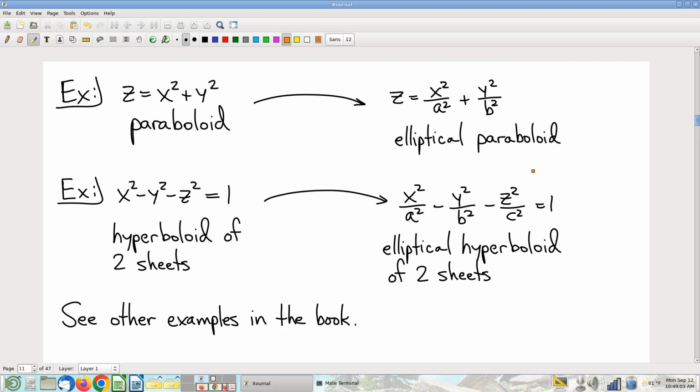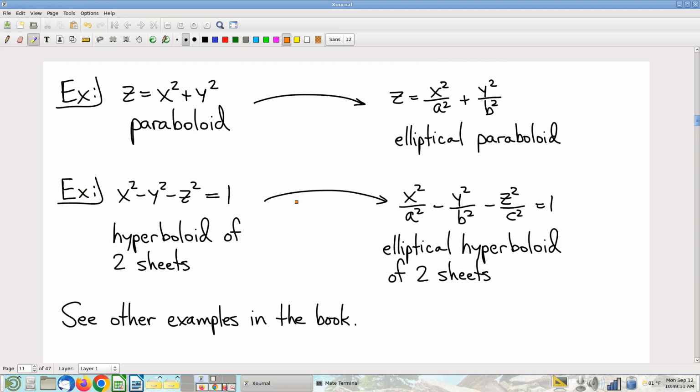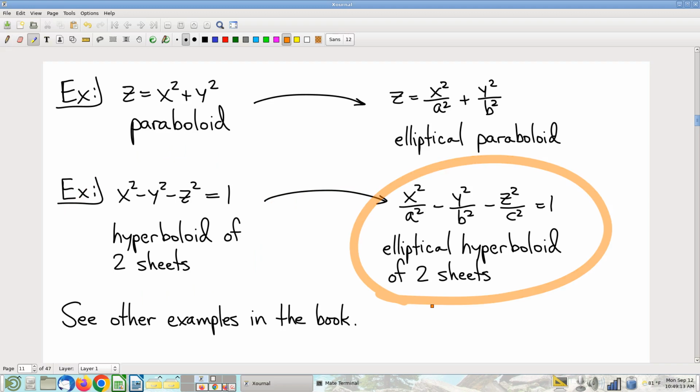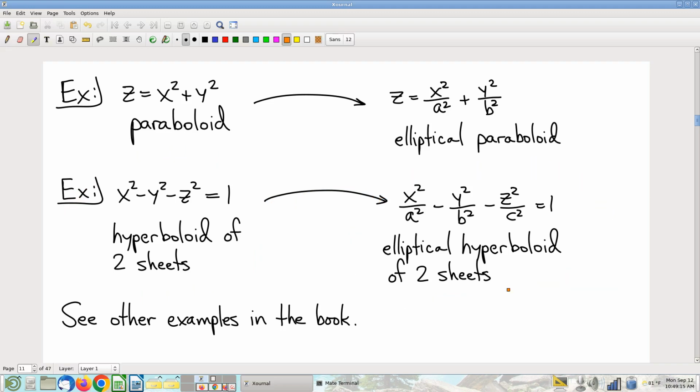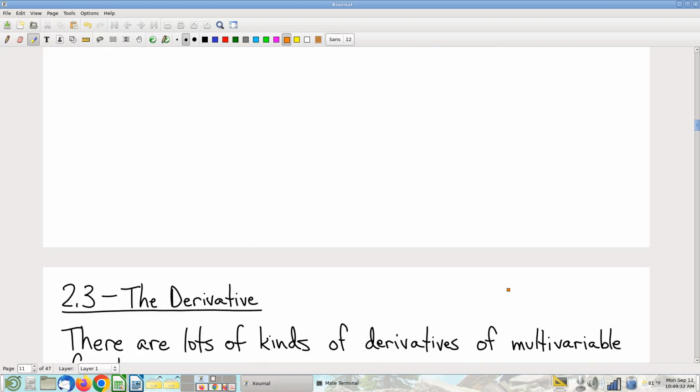And then likewise, we can take our hyperboloid of 2 sheets, and we can stretch it out, and we get an elliptical hyperboloid of 2 sheets. Okay, so they have a couple of examples in the book, and I encourage you to think these through, draw some pictures, make sure you understand what's going on in these examples. But it's just deforming things that we already understood. Okie dokie. Pausing.